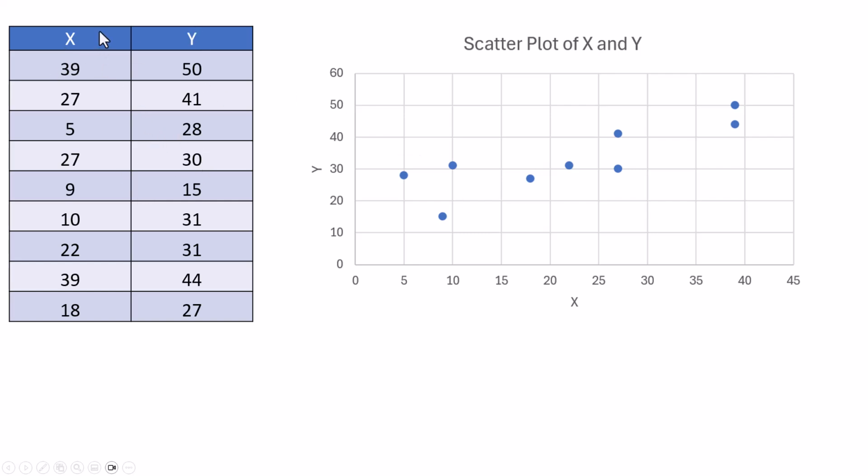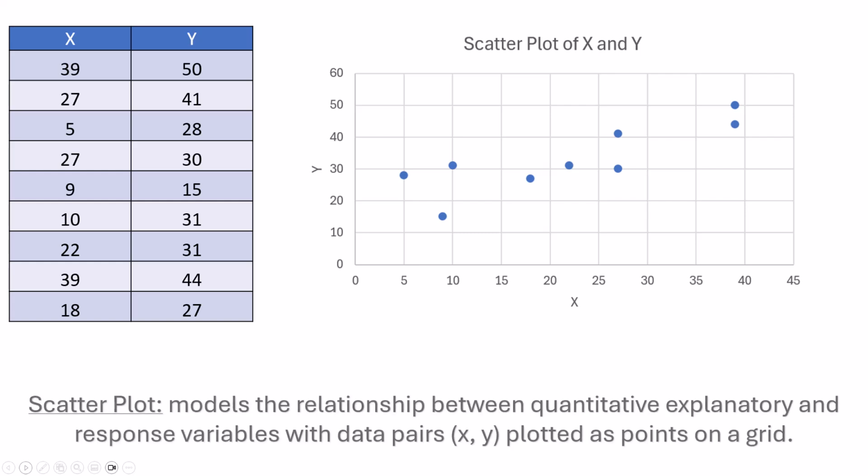So for example, we have the point 39, 50. So we can go over 39 and we can go up 50 and there's a point there. Or we have 27, 41. So we can go 27 and we can go up 41, and then we're just plotting all of these as points. Now we are not connecting the dots here, although in some cases we may draw a straight line to kind of fit the pattern of a scatterplot. So the definition of a scatterplot that we're using is that it's going to model the relationship between quantitative, explanatory, and response variables with data pairs x, y plotted as points on a grid.